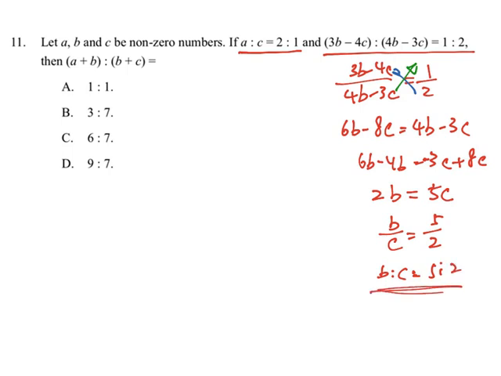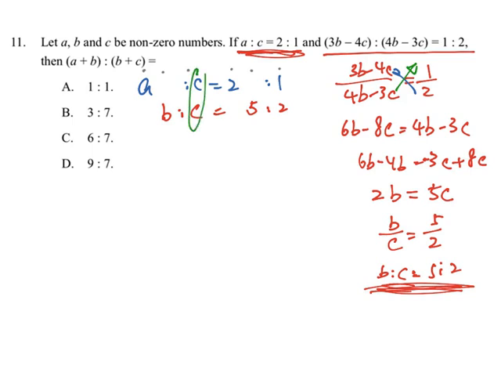Next we'll combine with this one. So we can do like this. A to C is 2 to 1. And then this one, B to C is equal to 5 to 2. You can see this is about A, column B, column C, column A, column B, column C. So we can see C is the common.